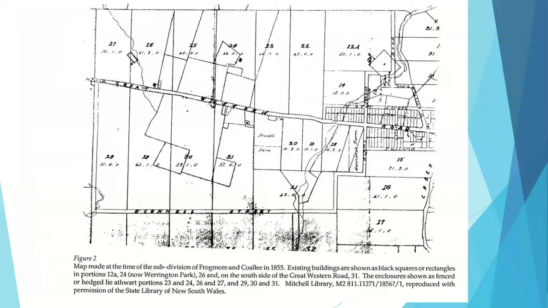And this publication includes a lovely map from the Mitchell Library, State Library of New South Wales, showing what was on the site in 1855 and how the subdivision was arranged.